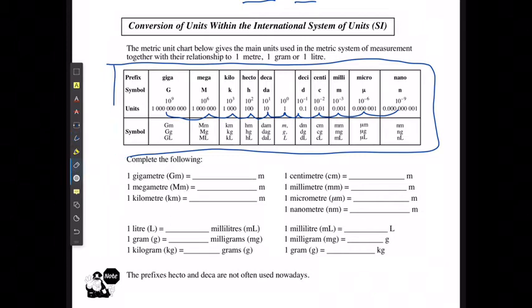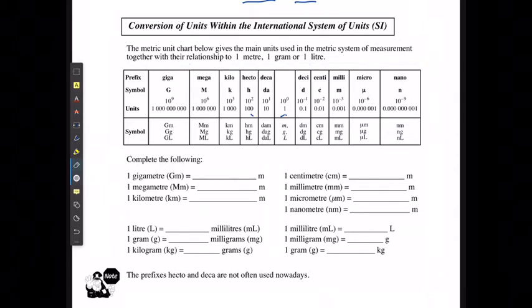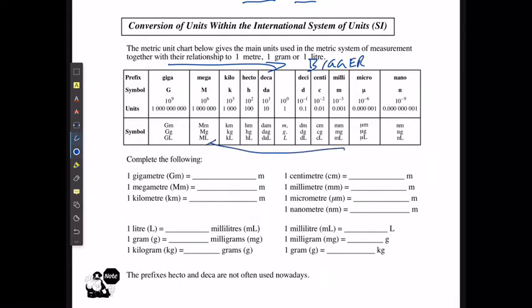If I'm doing the conversions, then if I'm moving from left to right, my numbers should get bigger, even though my units are smaller. If I'm moving from right to left, the numbers should get smaller.